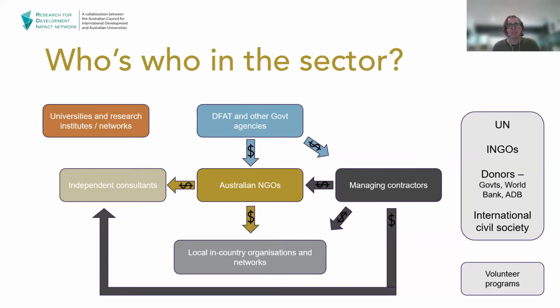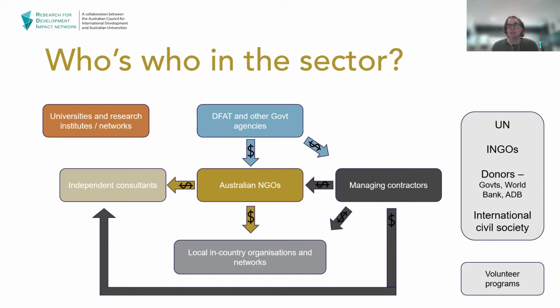But NGOs may also implement projects that are managed by other contractors. So there are also managing contractors, and this is a term that I found a lot of people starting out in the sector aren't particularly familiar with. So these are companies, essentially, who manage projects and sometimes implement development activities themselves. So some examples of some large managing contractors that you might have heard of are companies like Cardno, Palladium, GHD. And managing contractors will often be hired by DFAT and other large donors to implement their aid program, or sometimes as well to provide specialist advice.